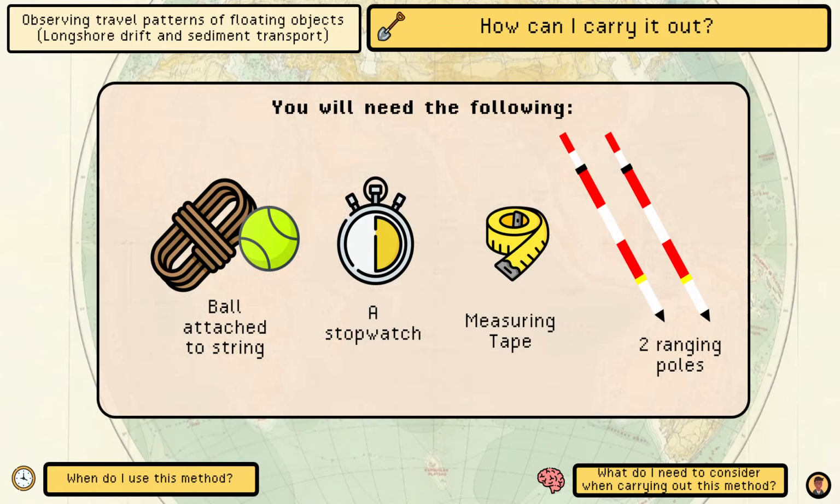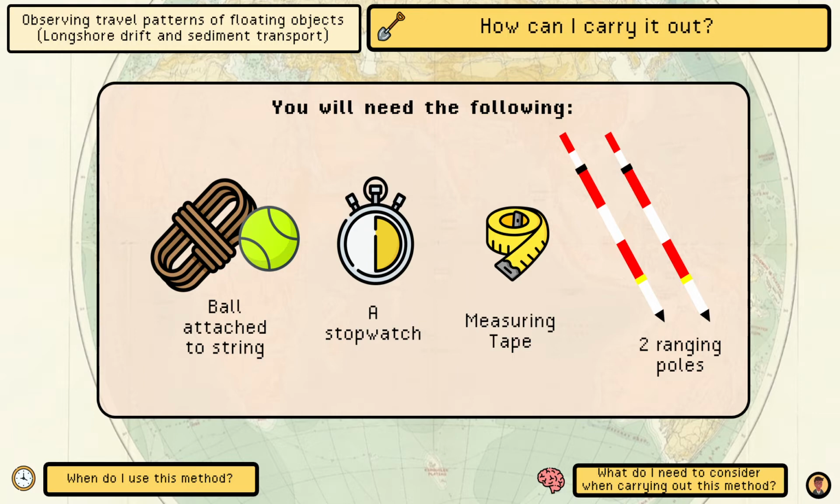Alright, so how can I carry it out? Basically, you will need these items that I've listed out over here. You need a ball attached to a string. Please make sure that your ball can float. I would not advise you to use balls that can sink, because this would defeat the purpose. So a tennis ball is actually a very good ball to use because it floats on water.